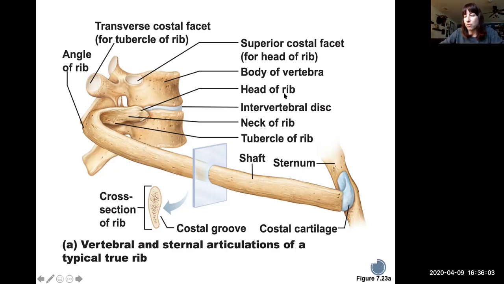And then the sternal end of the rib is, of course, going to be the opposite end of the head, right? So if the head of the rib is interacting with a thoracic vertebra, the sternal or costal end of the rib is going to have the hyaline cartilage that attaches the end of the rib to the sternum. Okay? Oh, the costal groove is this groove in the rib. Not worried about it. That's probably for your intercostal muscles to attach to. Any questions about the ribs?